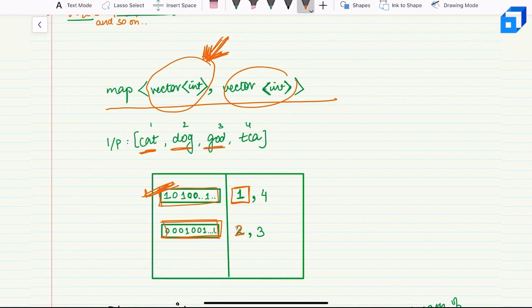Then we will move on to god, right? The frequency array of god will look something like this. So we will put 3 over here. And for tac, the frequency array will look something like this. So we will put 4 over here. So that's how we can do it. And then the last thing left will be to simply iterate this like we did previously and return the answer.